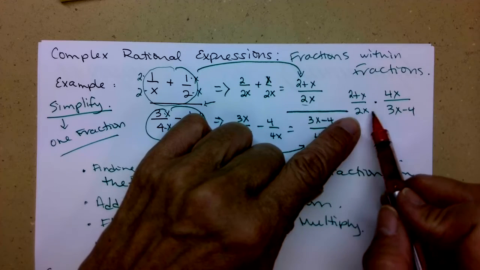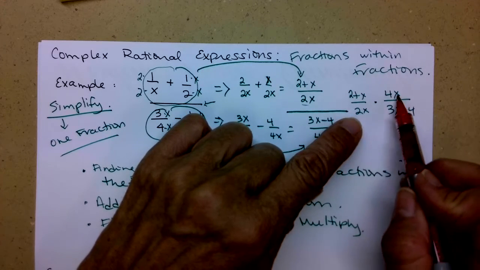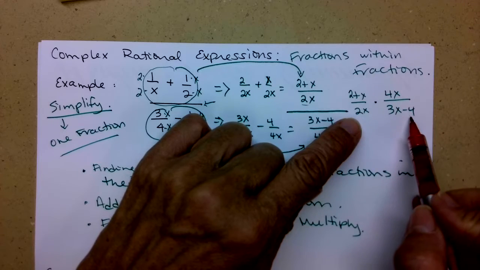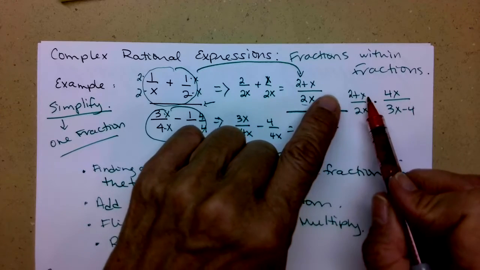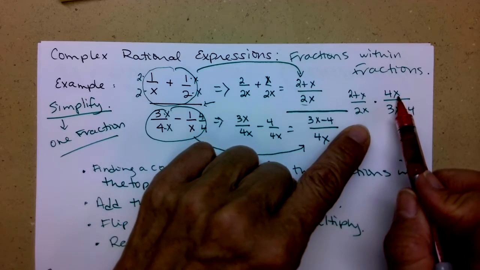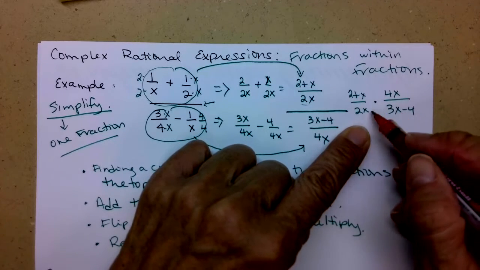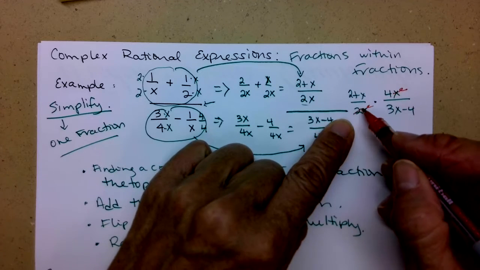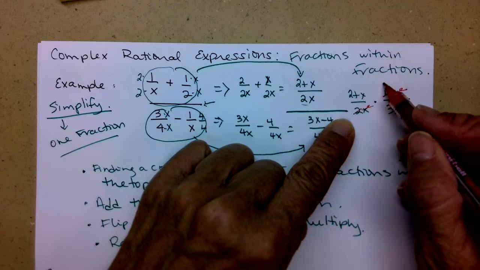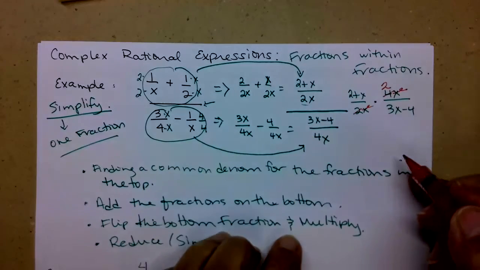It's not common with the 2 plus x. However, the 2x and the 4x, those are factors, because it's 2x times 3x minus 4, and it's 4x times 2 plus x. So these are factors, so I can go ahead and reduce because I can cancel the x from both of them. And the 2 goes into 2 once and into the 4 twice. Okay, I'm ready to write my final answer.